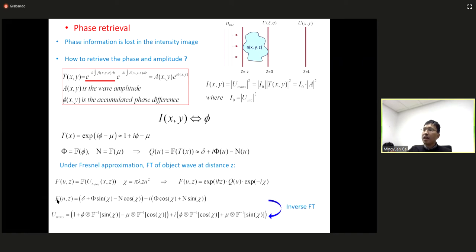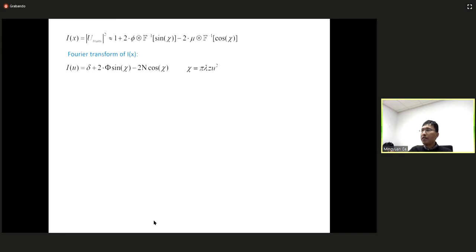Okay, so this is a Fourier transform. But we want a relationship between the intensity image and the phase of your material. So we do the inverse Fourier transform of this F and get this one. All the multiplications became convolutions, right? The capital phi is the Fourier transform of phi, and sine and cosine are just sine and cosine. We take the inverse Fourier transform of sine and cosine, and with all the components going through the same mathematical manipulations, we get this formula. Okay, then that's the fun part.